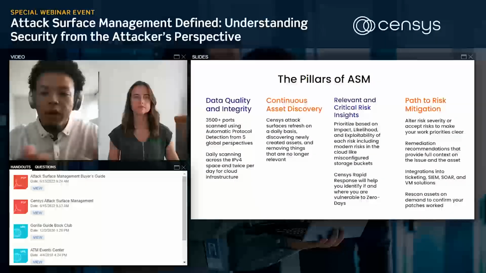So very easy to get spun up, no agents. You usually don't even need to get IT involved. We see folks are ready to roll once they've gotten through the POV process, if they'd like, right? So it's really, really short time to value.